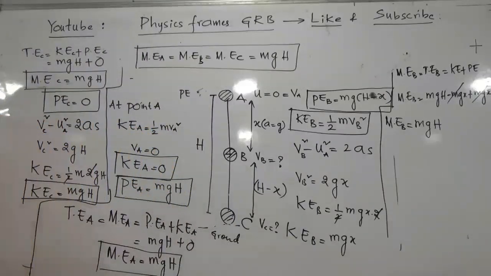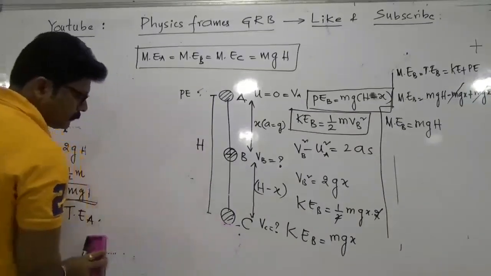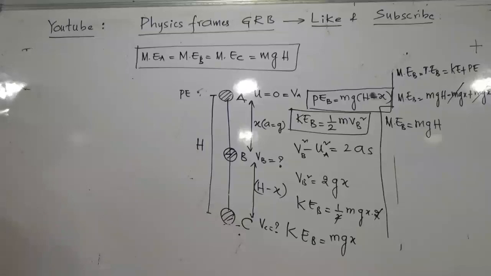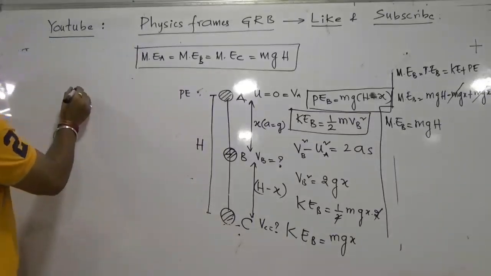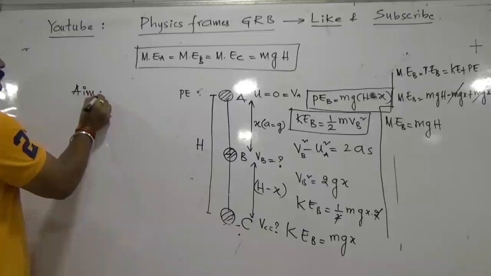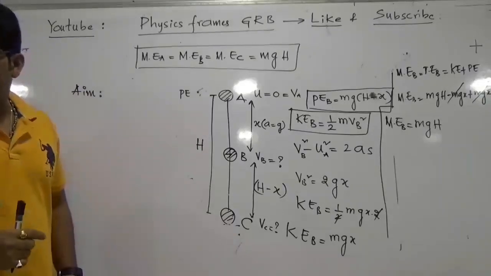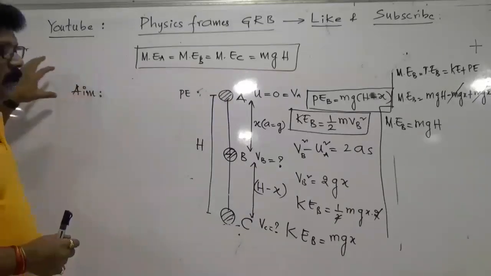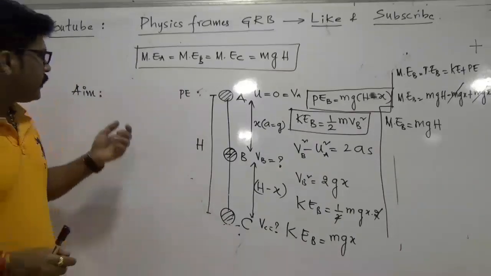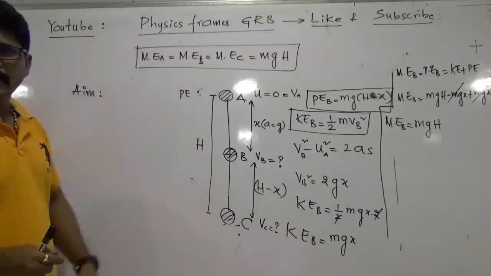You can pause and copy this. Now, the presentation parts. How to present? First thing is the aim. Aim: prove the law of conservation of energy in the case of a freely falling body. If you write that, at least you will get half a mark for it. Most of them ignore this small point. So the aim is nothing but to prove the law of conservation of energy in the case of a freely falling body.